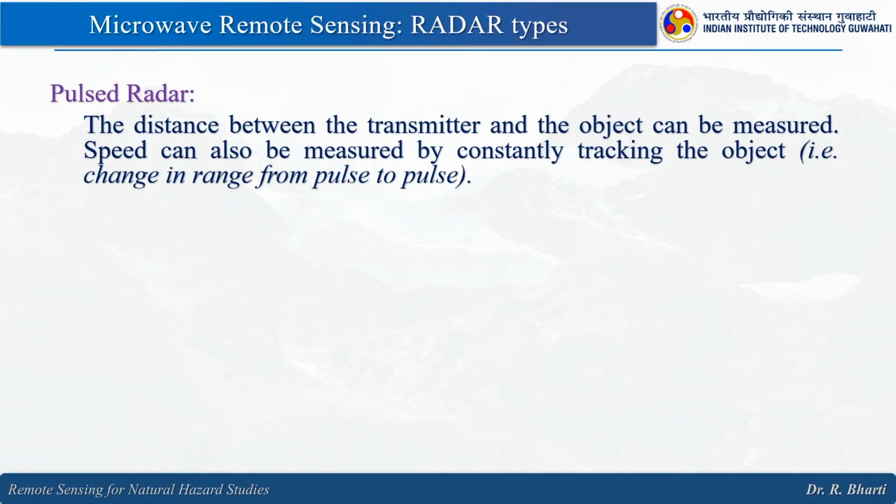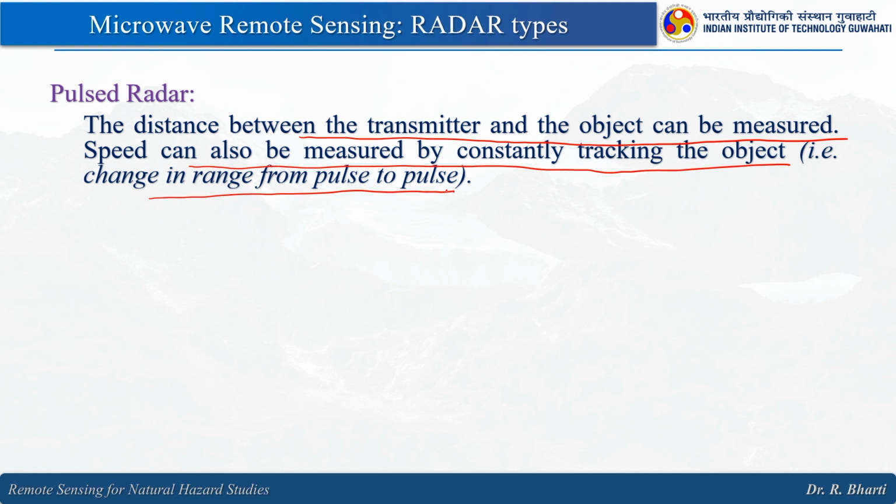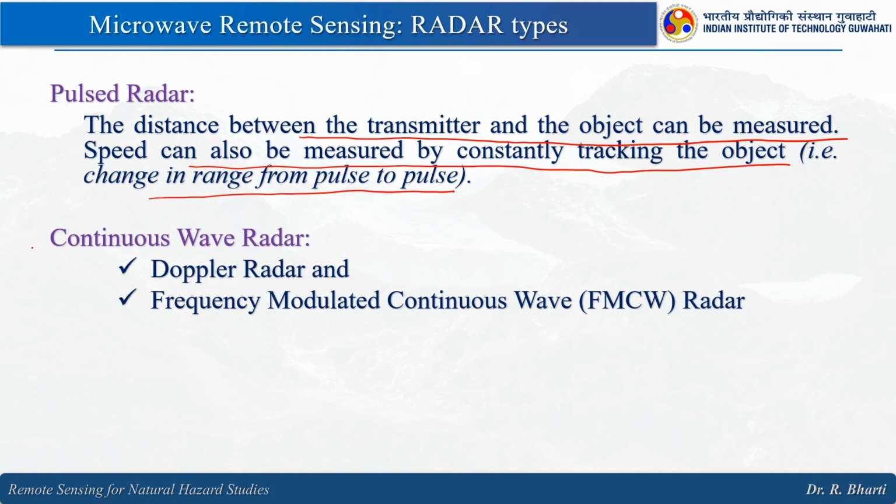Now, there are two major types of radar. The first one is the pulse radar. The distance between the transmitter and the object can be measured. Speed can also be measured by constantly tracking the object, that is, the change in the range from pulse to pulse. The second one is the continuous wave radar, where we have Doppler radar and the frequency modulated continuous wave radar, FMCW.